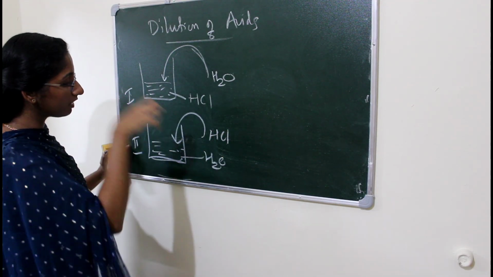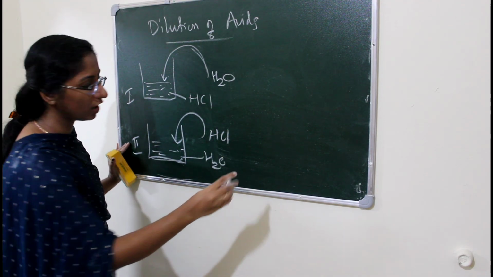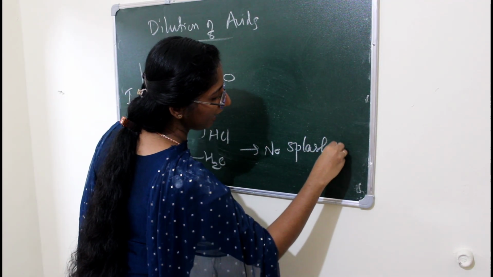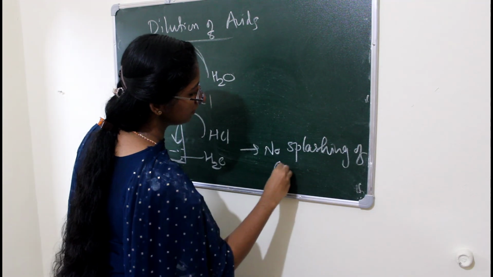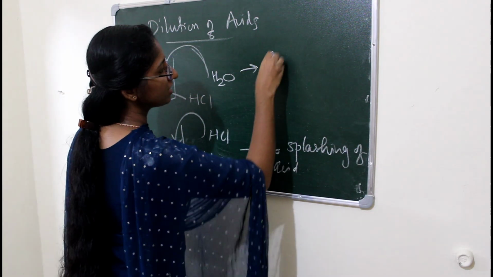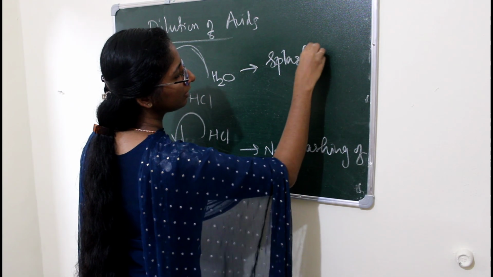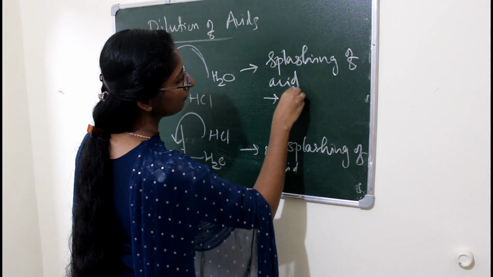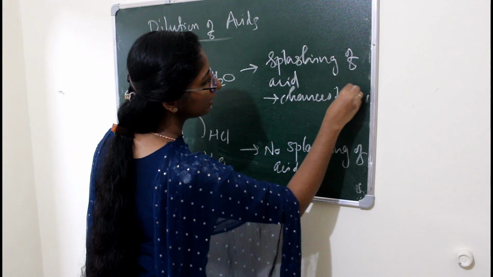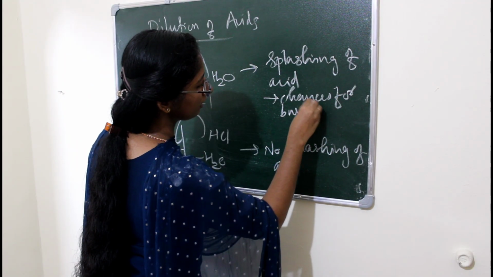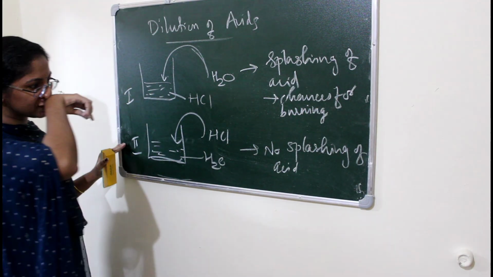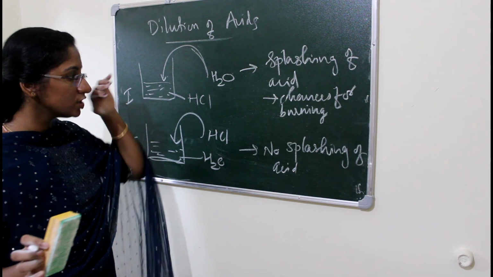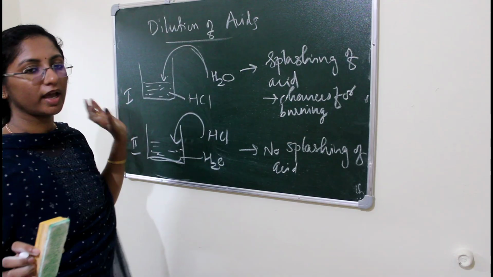When we do this case, there is no splashing of acid, but here splashing of acid is there, and chances for burning. But in this case, there is no chance for splashing and there are no cases such as burning. Okay, so what is the difference between these two cases?